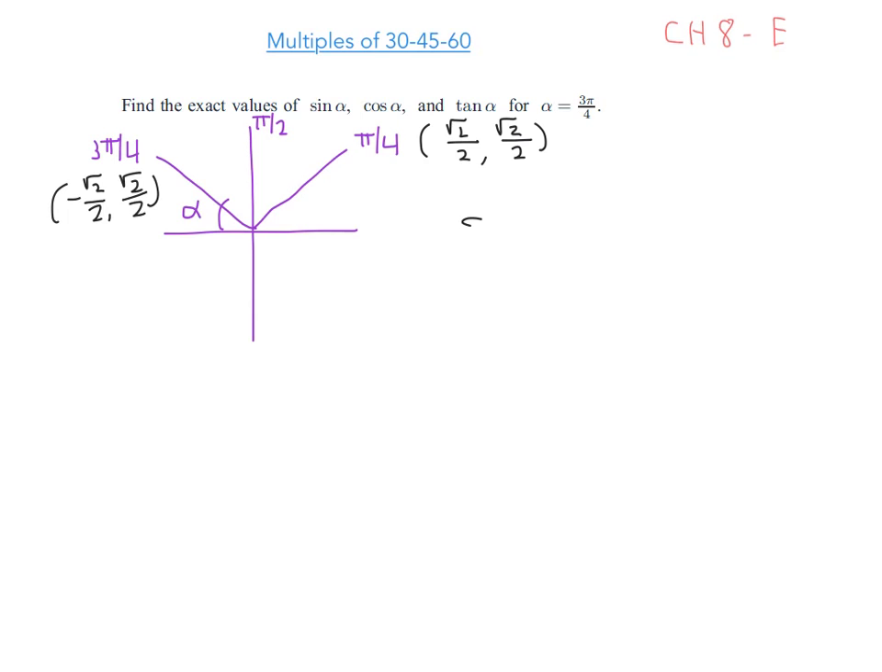So sine of alpha will be the y value, which will be square root of 2 over 2. Cosine of alpha is the x value, so it'll be negative square root of 2 over 2. Tangent of alpha is equal to sine over cosine, so it will be negative 1.